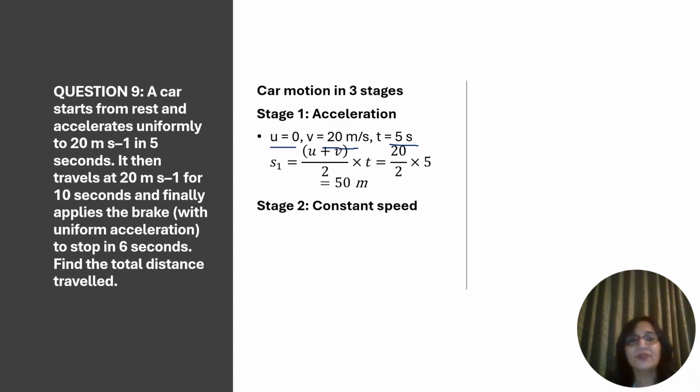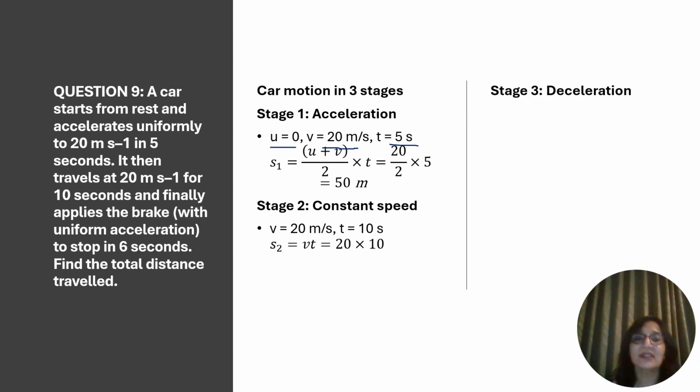Now, second, if you see, it then travels 20 meter per second for 10 seconds and finally applies the brake. So again here, what is the small v? That is final velocity. It is 20 meter per second. What is the time mentioned? 10 seconds. And then again, average velocity into time. So you will get stage 2, that is S2.